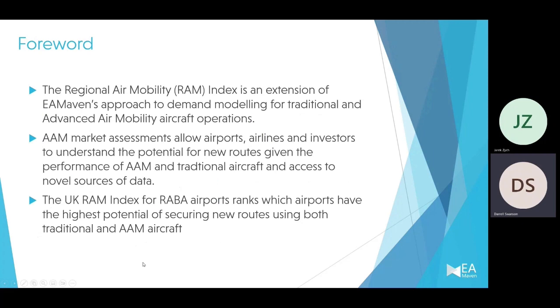Brilliant. Okay, so basically this presentation is an extension of the work that we've been doing with the UKRI, and that report has been published just recently. So what we wanted to do was extend that analysis to look at regional air mobility across the UK. And we've actually done that based on the RABA group of airports, the Regional and Business Airports Group. It's a grouping of airports in the UK which have less than 3 million passengers per annum, and they truly are representative of the regional airports. So it excludes the London airports and the large regionals like Manchester and Birmingham.